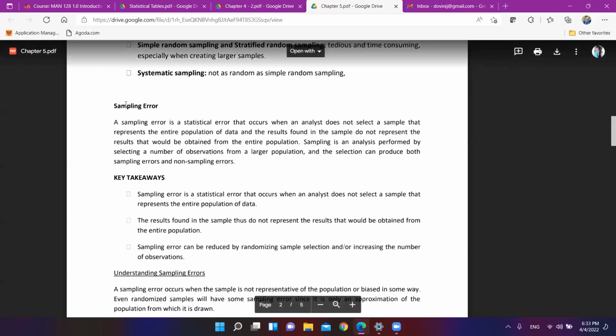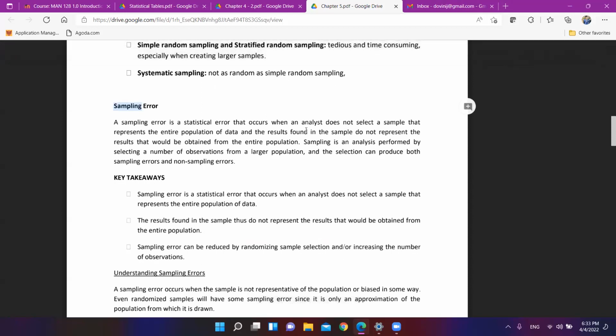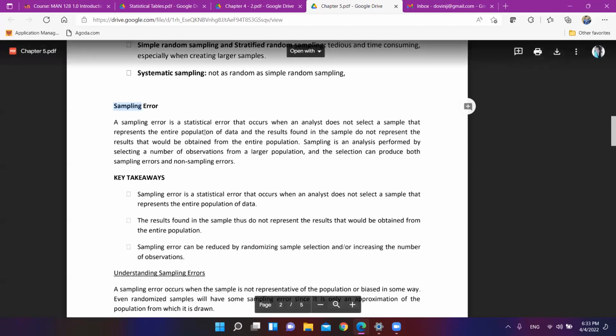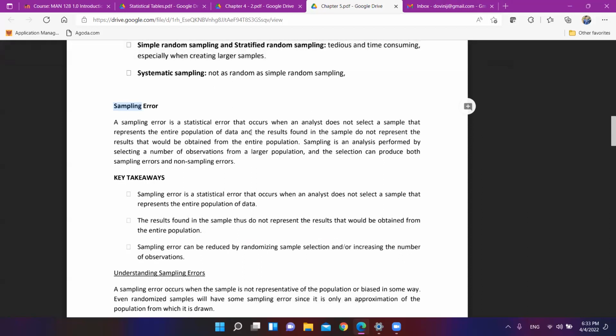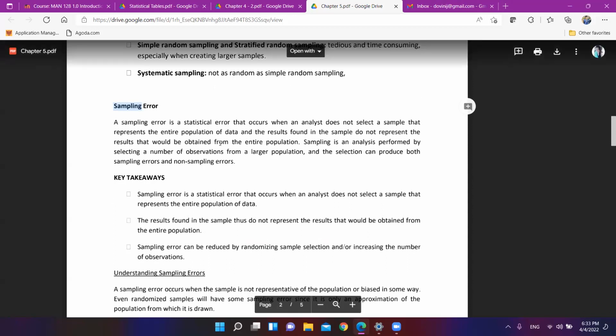Right? Sampling error. Sampling error is a statistical error that occurs when the analysis does not select a sample that represents the entire population of data and the results found of the sample do not represent the results that would be obtained from the entire population. ඒ කියන්නේ මොකද්ද? Sampling error කියලා කියන එකේ simple තේරුම we select a bad sample.